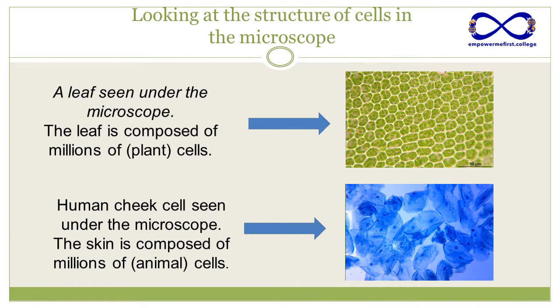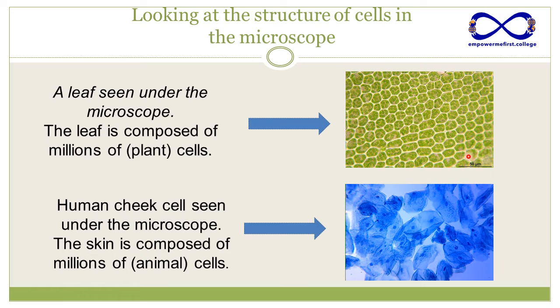And now let's see how they look when we study them under the microscope. What we can see here, for example, is a leaf seen under the microscope. The leaf is composed of millions of plant cells, as we can see here, the green ones. So this one is a cell, this one is a cell, the other one is a cell, a cell, a cell, a cell, a cell. Okay? And everything we can see inside this grid part is basically this big vacuole.